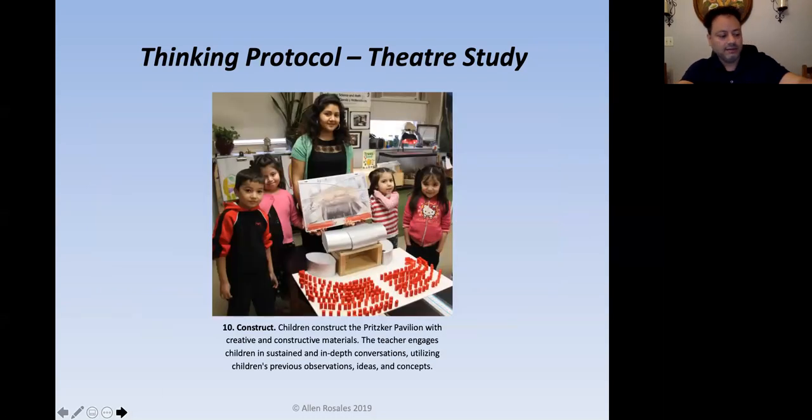And then at the end, the final project, the children use Legos and other materials, just open-ended materials, to represent the Pritzker Pavilion with creative and constructive materials. And this is them with their accomplishment, showing off their work.